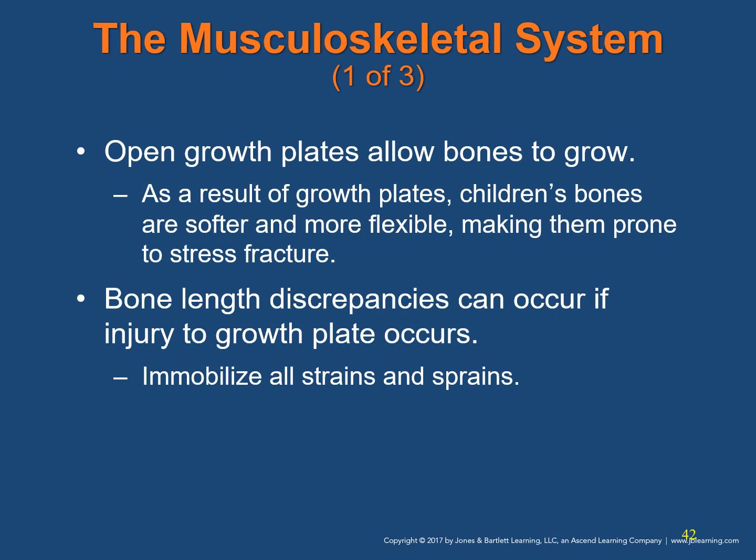The musculoskeletal system. Open growth plates allow bones to grow during childhood. As a result of open growth plates, children's bones are softer and more flexible, making them prone to stress fractures. Bone length discrepancies can occur if there is an injury to the growth plate. Important to immobilize extremities with sprains and strains because they may actually be stress fractures.